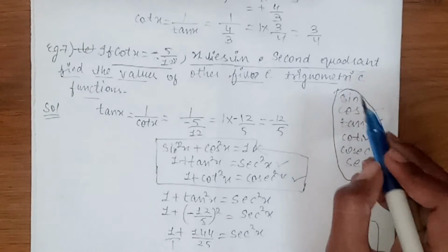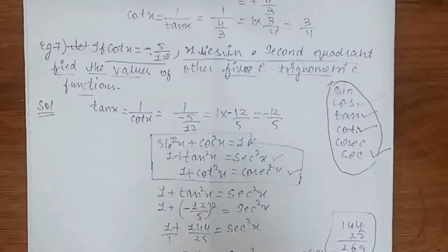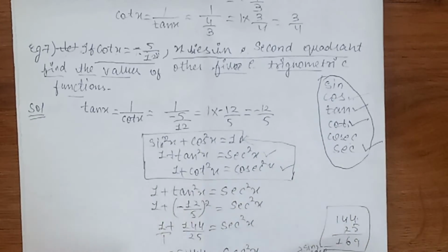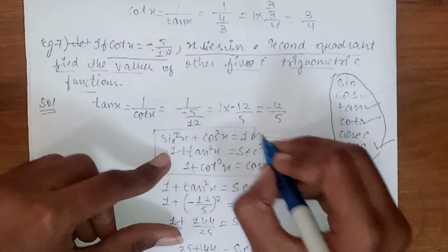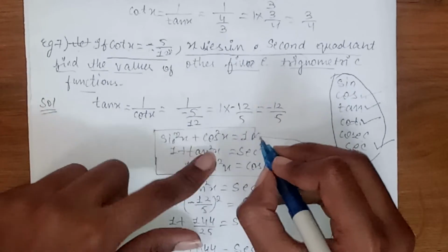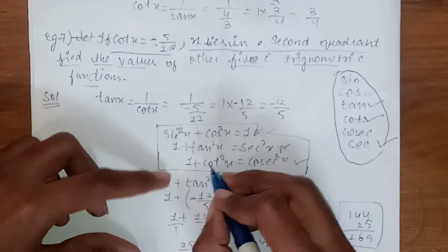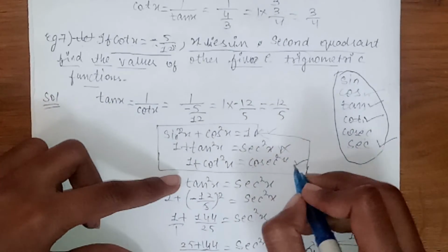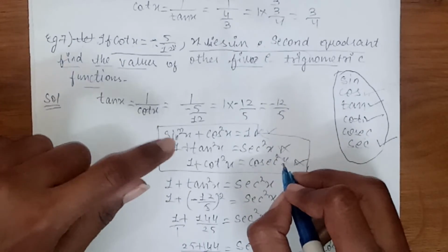So we just need to find the sine and cosecant. How are we going to find the sine and cosecant? Using trigonometric equations. We need the value of sine and cos. So here you can use this one, right? Because sine and cos are there. In the other ones, sine and cos values are not there. So you should not use the second and third equations. You have to use the first equation.